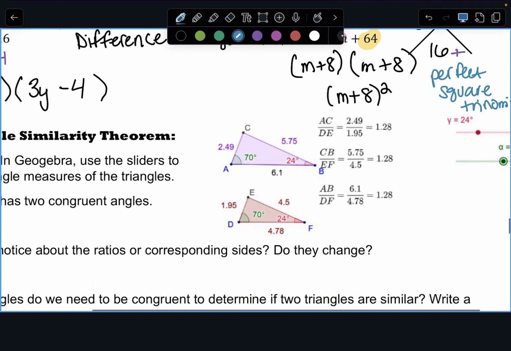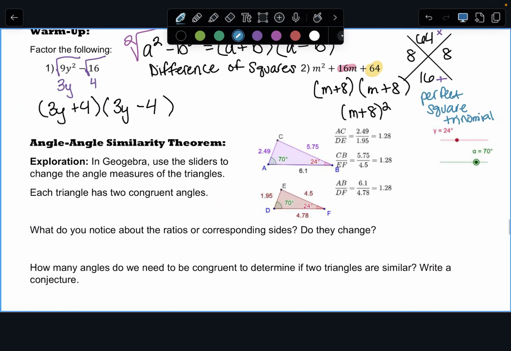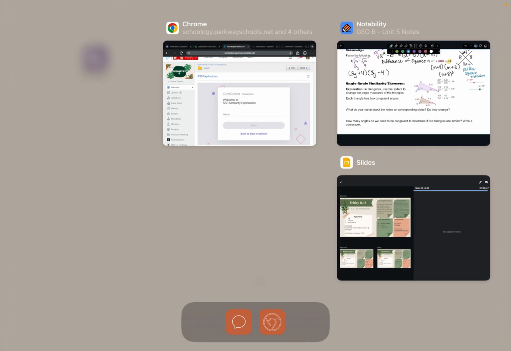Okay, we're going to look at an application online, like we've been doing, that relates to this picture. So I'm going to pull it up. We're just going to do it as a class, but it's also in your notes packet.